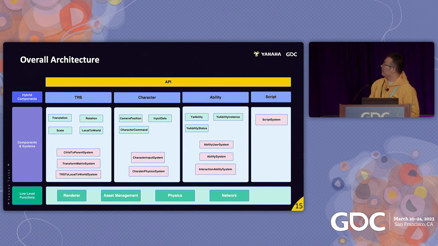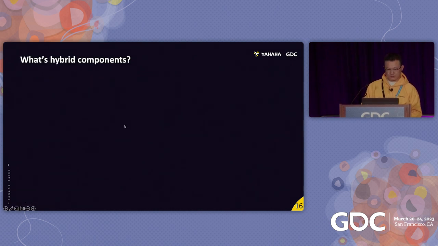And above the ECS layer, there's a hybrid component layer that sits on top of this, which is a crucial part of our design as well. The hybrid component layer will open our APIs, which you may see from our Lua script or some hybrid components. So as mentioned earlier, I need to break down some details about the hybrid component.